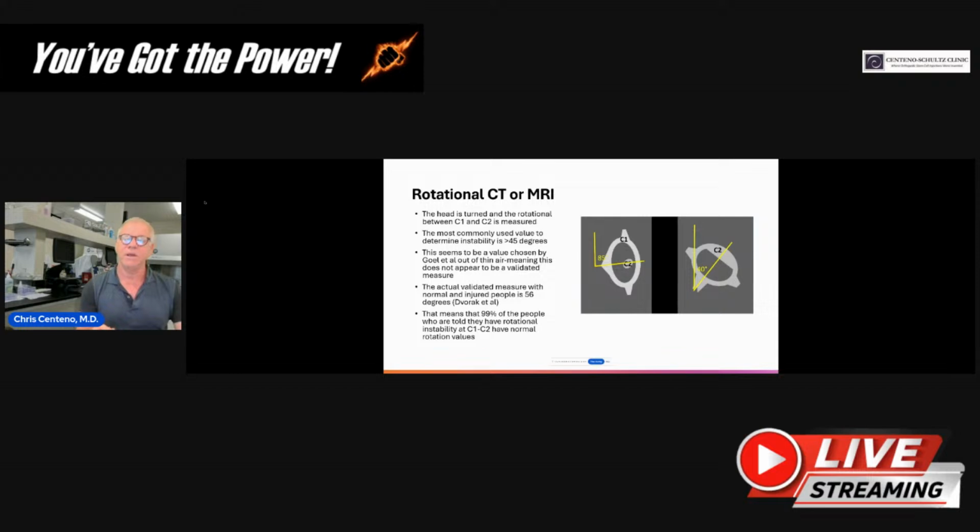C1 and C2. So this is a situation where the patient goes into the scanner, they turn their head, and then the pictures are taken, whether it's CT or MRI, and then the radiologist measures, as I've done here, the rotation of C1 and C2, subtracts one from the other, and gets a value. And again, this value of greater than 45 degrees is used, but it's not validated as near as I can tell. It seems to have been pulled out of thin air.